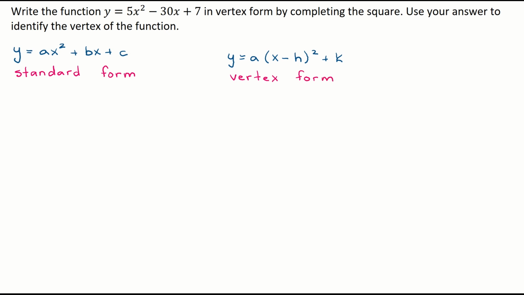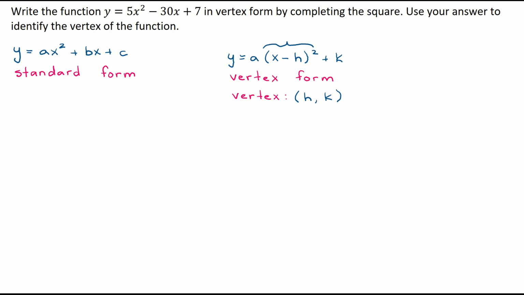The advantage to vertex form, which it's in the name, is that it gives you your vertex. Your vertex is just equal to (h, k). The h tells you the x coordinate of the vertex and the k tells you the y coordinate of the vertex. The other thing you'll notice about vertex form is it has (x minus h) squared, which is the factored version of a perfect square trinomial. That's what we'll be creating by completing the square in this question.